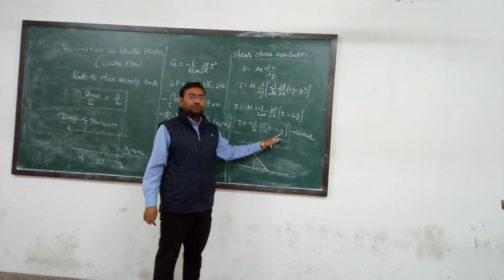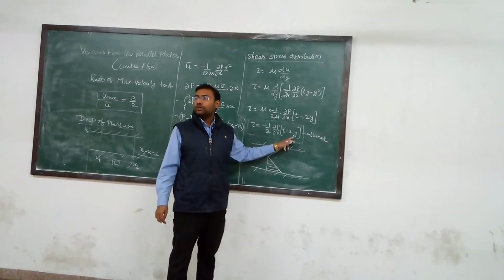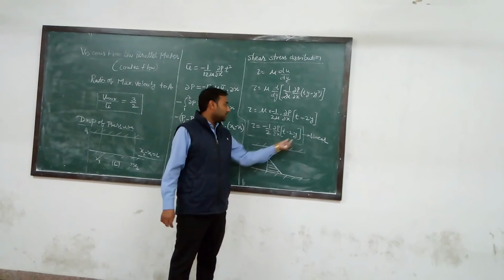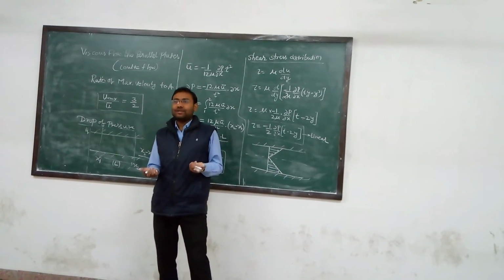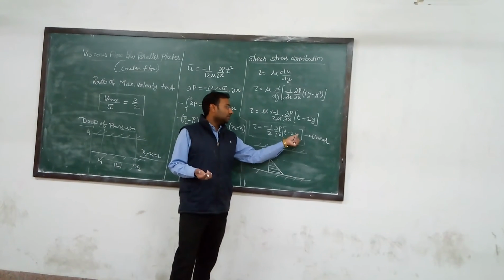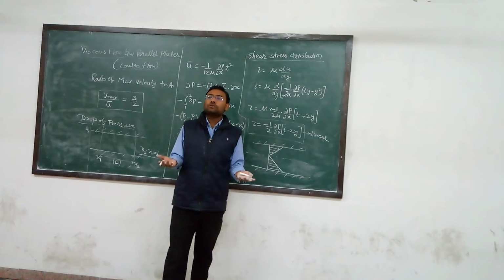Put y is equal to T by 2. So at T by 2, shear stress will be 0. At y equal to T by 2, the 2 gets cancelled out, T minus T is equal to 0.